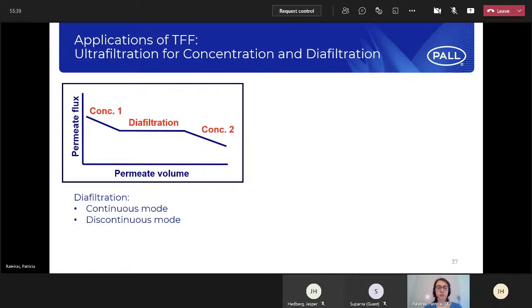A normal profile for concentration diafiltration using TFF looks like this. You typically start with a first concentration step, then you go to a diafiltration, and the point where you stop the first concentration and start the diafiltration can and should be optimized. And the diafiltration can be done in both continuous mode or discontinuous mode. In continuous mode, you add buffer to the feed vessel so that the feed vessel volume doesn't change. In discontinuous mode, you actually do cycles that are concentration and dilution. And then you typically do a final concentration so that you adjust the concentration of your product to whatever you want.